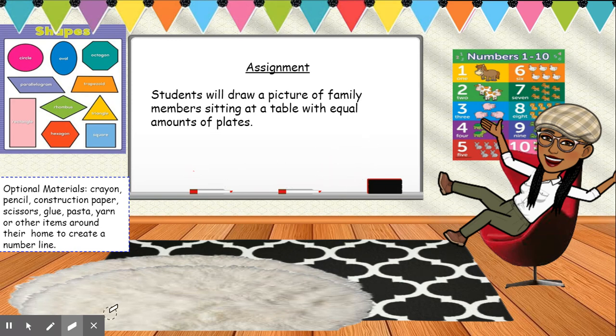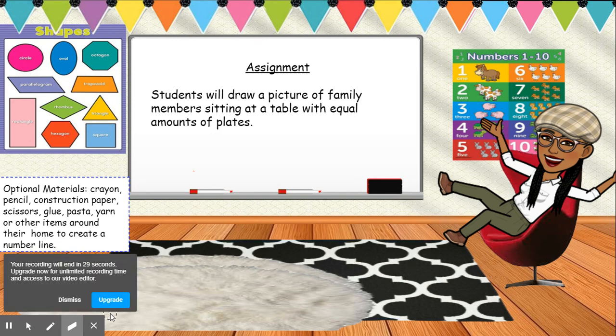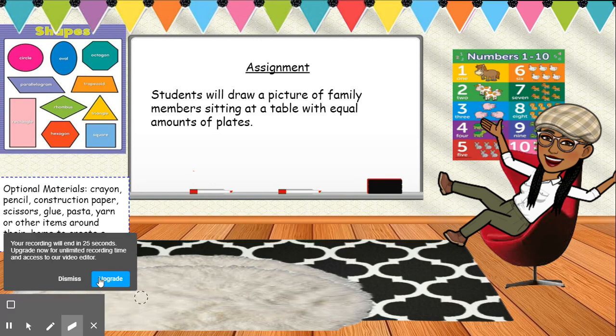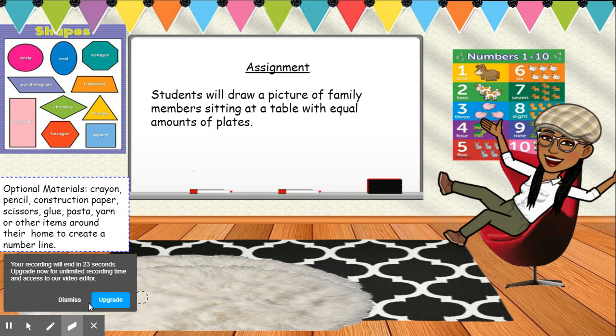All right, so your assignment. You will draw a picture of your family members sitting at a table with an equal amount of plates. So remember what equal means. I'm not going to tell you, okay? And if you need to, you can go back and watch the video again to remember what equal means. And remember, you made flashcards too, so use your flashcards, okay?